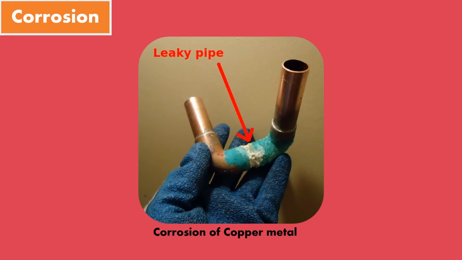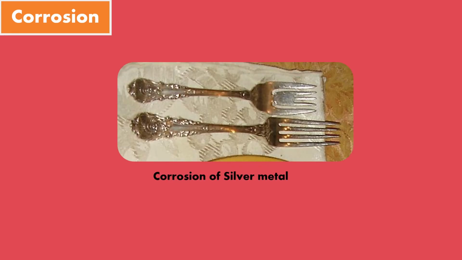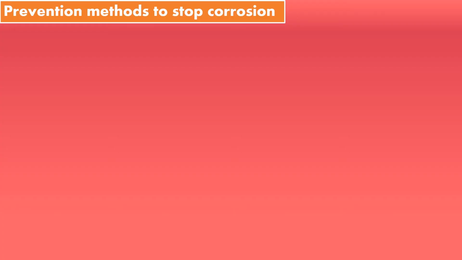All these metals get corroded. Copper gets corroded because of carbon dioxide and a green colored layer is formed on copper, whereas silver gets corroded because of sulfur and a black colored layer is formed on silver. Every year, an enormous amount of money is spent to replace damaged iron.